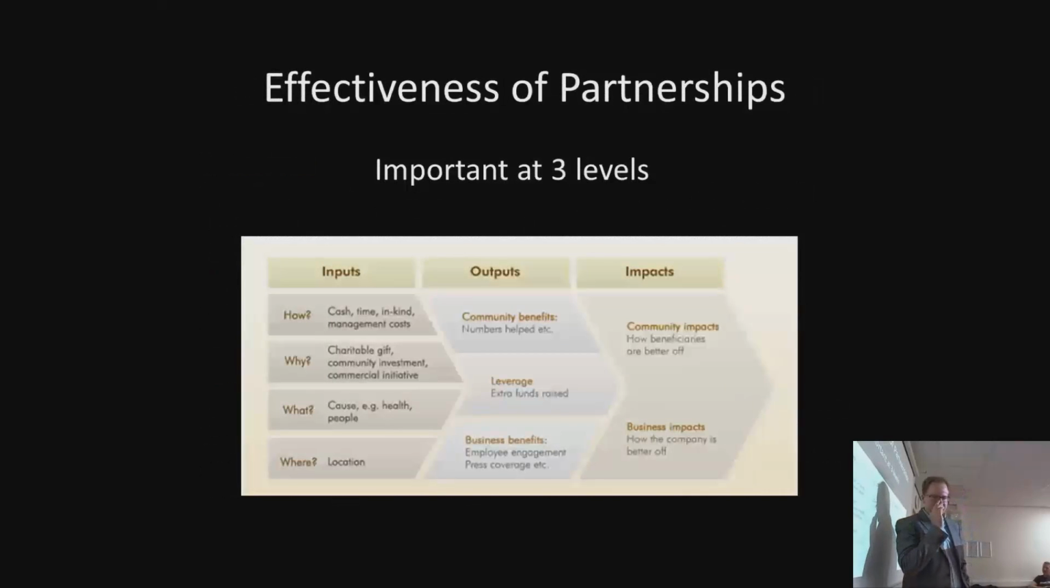Now, if you look at the effectiveness, and here we come already to where your question was going, this is a model basically, effectiveness of partnership, and I think it's the OCG that actually published this. So it's important at 3 levels. I have it as well in the references, so don't panic. It's inputs, how. So here you often have the categories of cash, time, in kind.